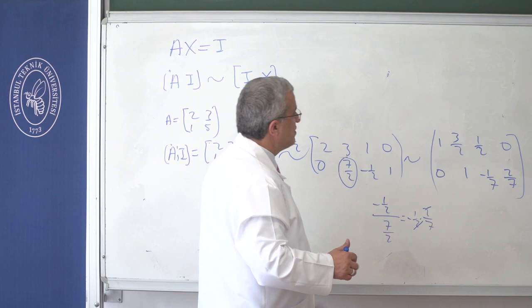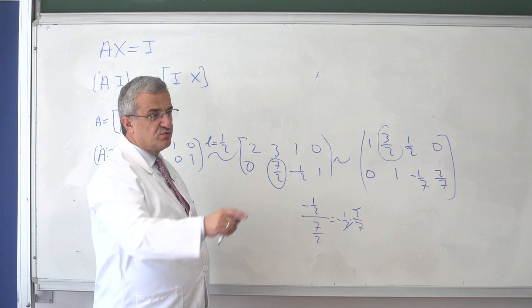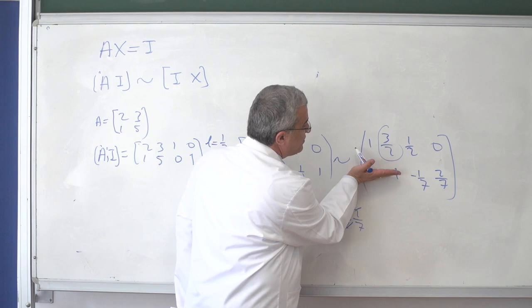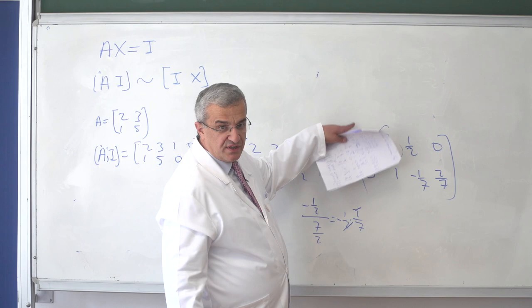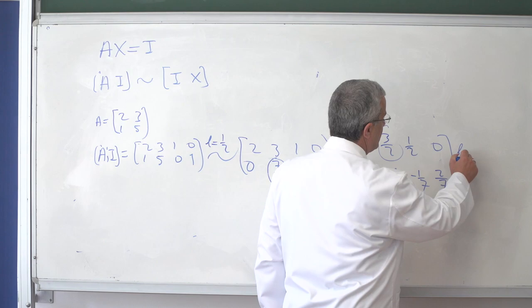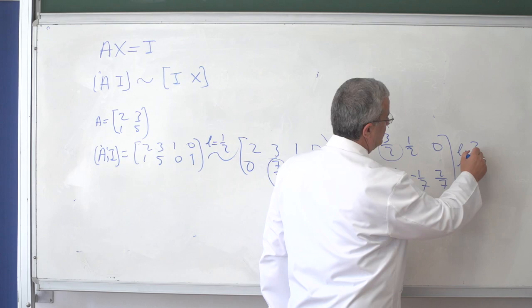Now, I want to knock this out, so as to obtain I. What do I do now? Tell me. What should I do now? A multiple of this will be subtracted from this to make this 0. What multiple of this should I subtract? As you see, since this is 0, it's not going to change this. So what is that multiple? 3 over 2. 3 over 2 times this should be subtracted from this.